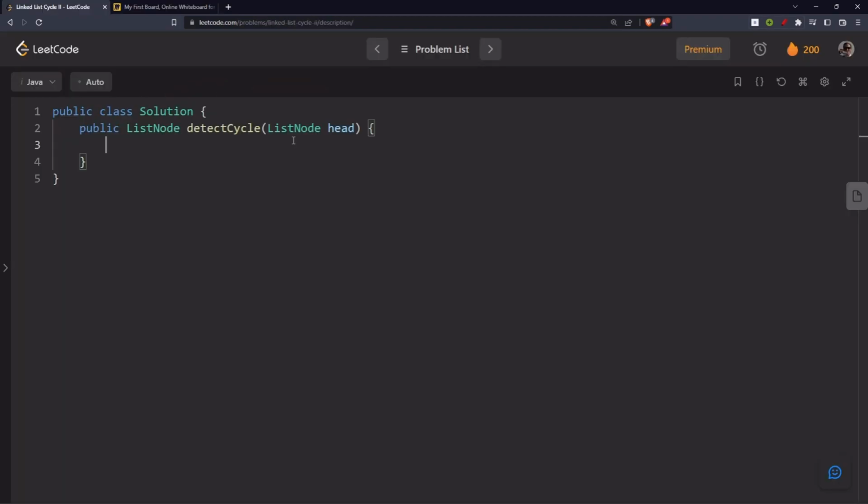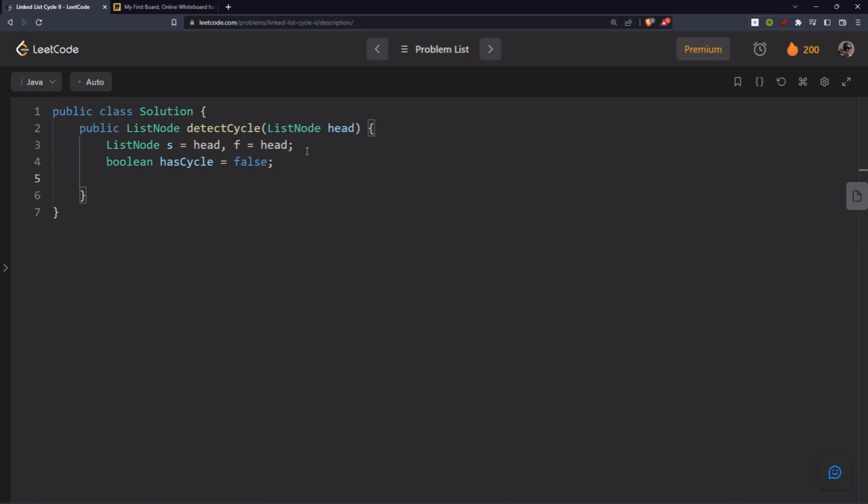So now let's write the code. What is our task? To create two pointers, slow and fast. Slow will be at head, and fast will also be at head. Let's call them S and F. Let's have a boolean variable, hasCycle, equal to false. We are going to use it in future.